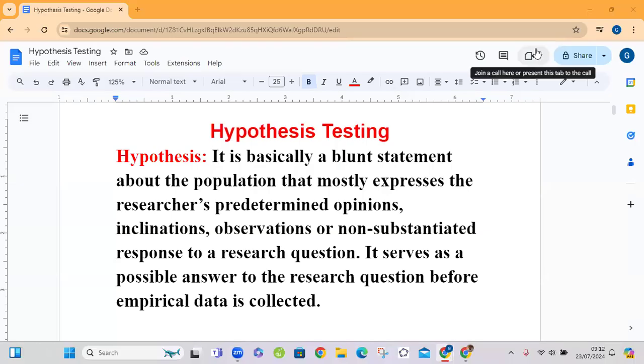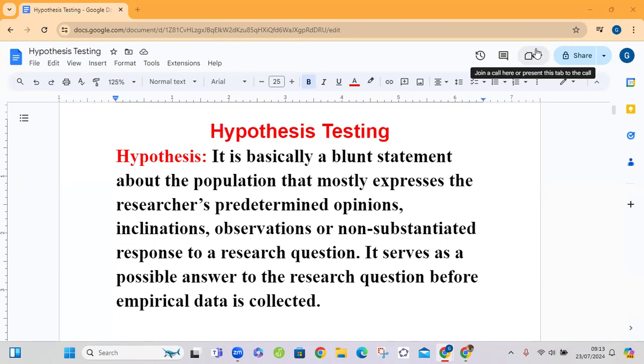Hypothesis testing. We'll begin by defining what a hypothesis is. It is basically a blunt statement about the population that mostly expresses the researcher's predetermined opinions, inclinations, observations, or non-substantiated response to a research question. It serves as a possible answer to the research question before empirical data is collected.